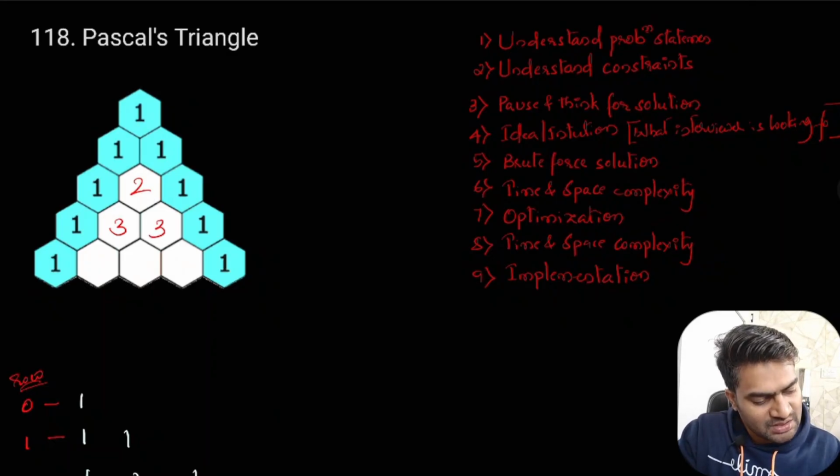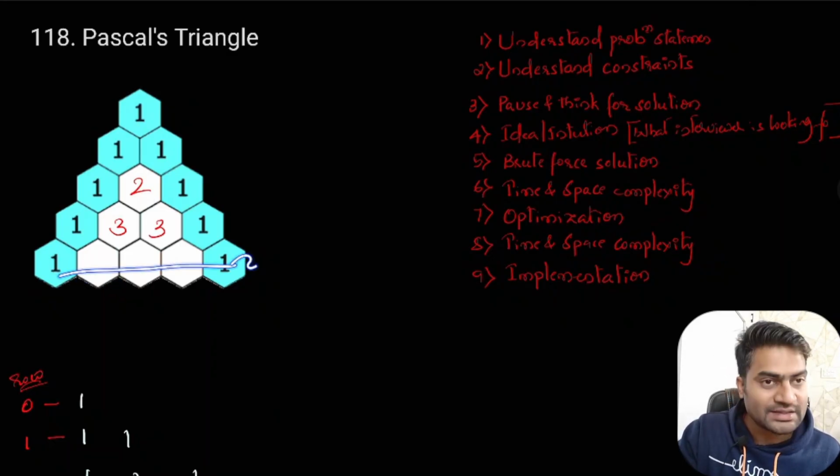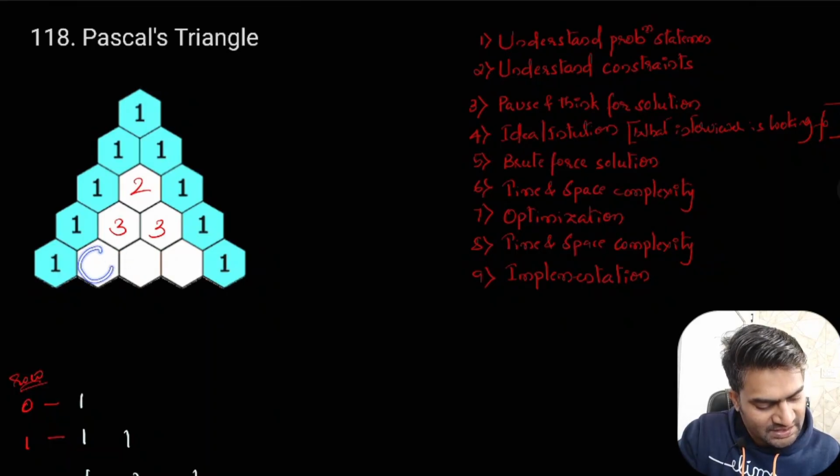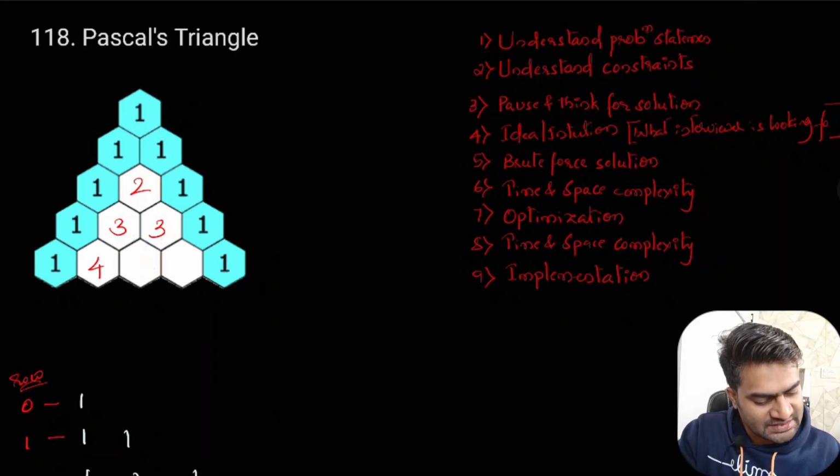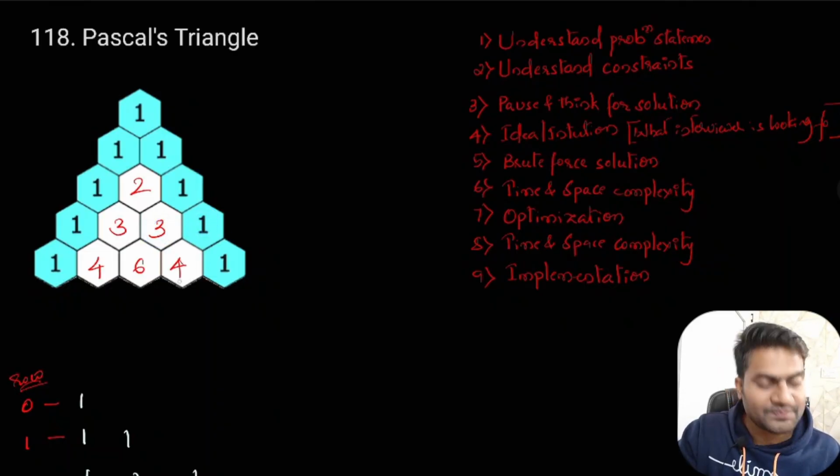Now if you go to the next row, this value is the sum of this plus this, so it is 3 plus 1, which is 4. Now this value is the sum of this plus this, which is 6. Again, for the next value, it is the sum of 3 and 1, so it will be 4. And so on. You can compute the remaining rows.